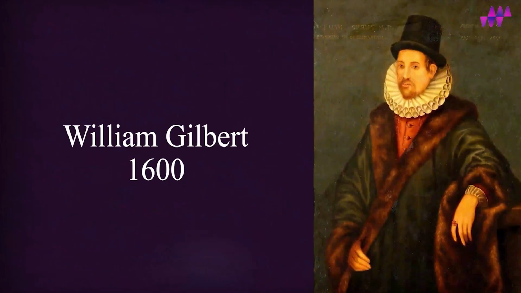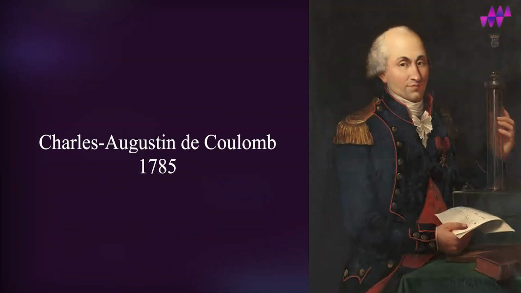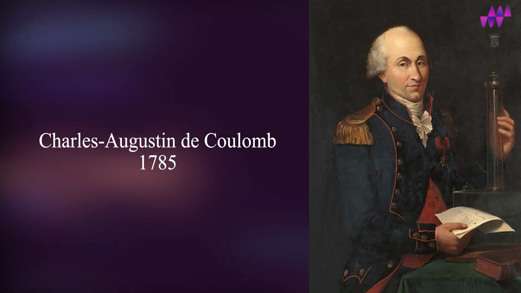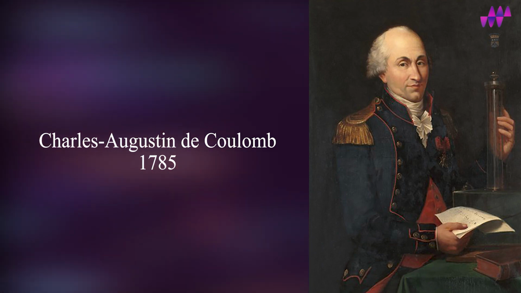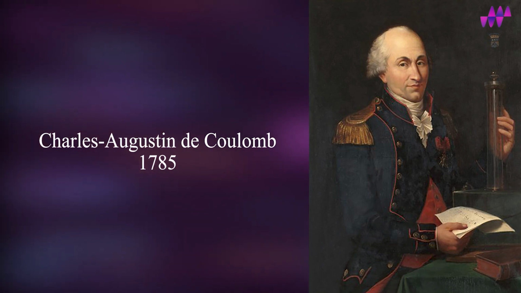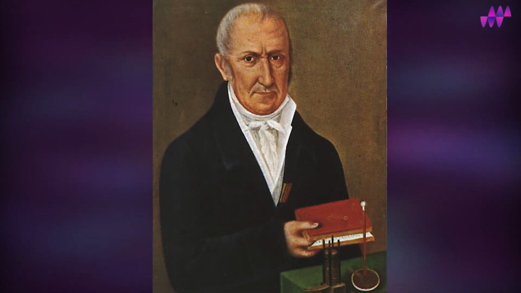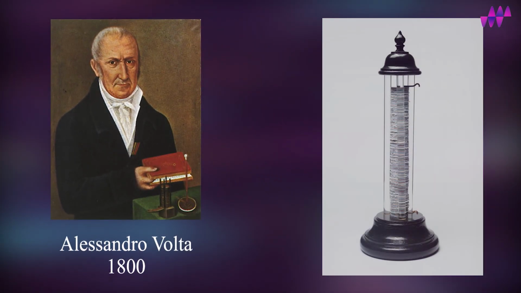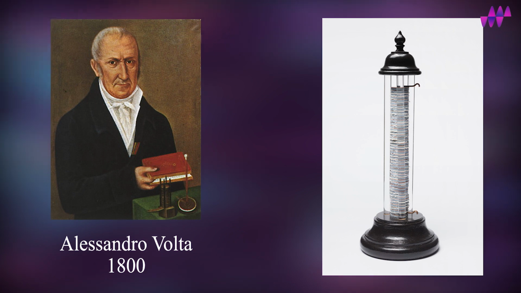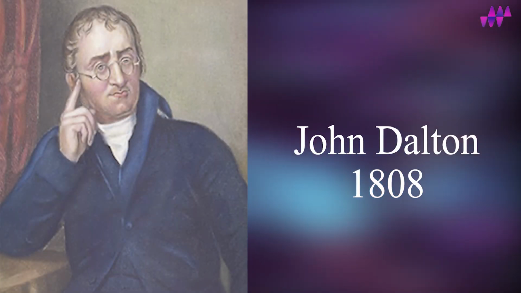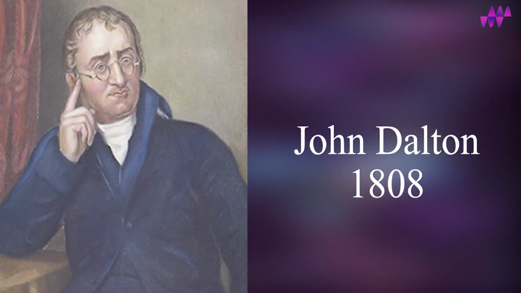In 1600, the English scientist William Gilbert studied electricity and magnetism on amber, and he was the first to coin the term electricity. In 1785, Charles Augustin de Coulomb, a French scientist, published Coulomb's law. Alessandro Volta, an Italian scientist, created the battery around 1800. John Dalton, an English scientist, proposed the atomic theory in 1808.